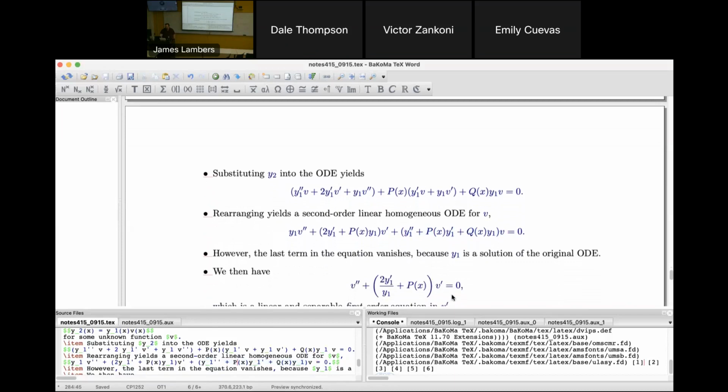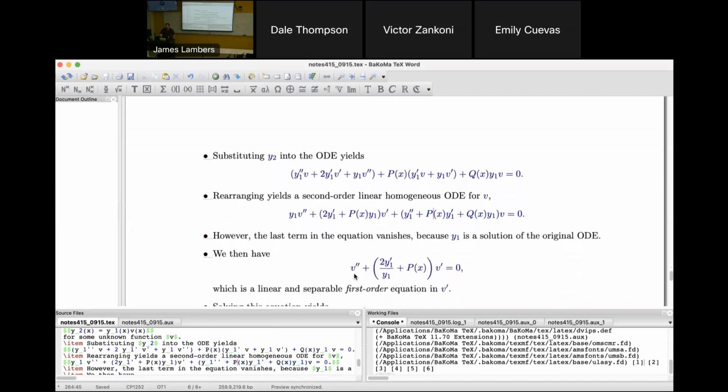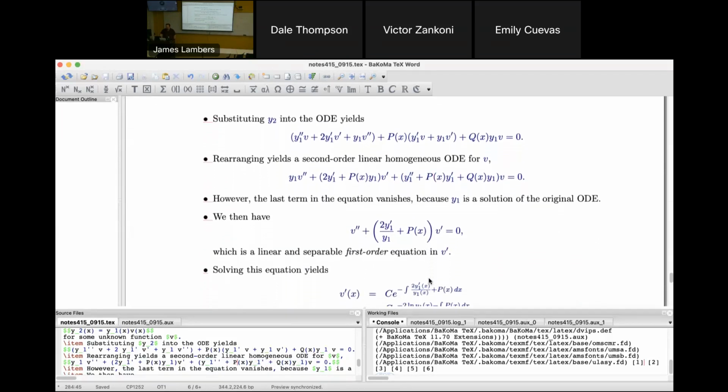So now we have this. And that is huge because while this is still a second order equation for v, it's a first order equation in v prime. Because we were able to get rid of the term involving v, I can assign a variable: I can call v prime w, and this is w prime. So then I can solve this equation for v prime.